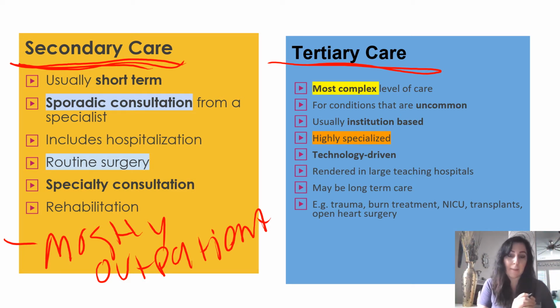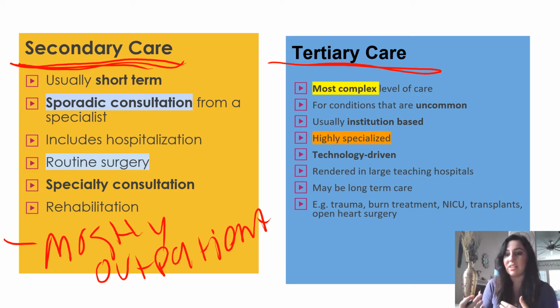Okay, so tertiary care is very rare. A lot of us may never need tertiary care in our life. It's the most complex level of care. It's for conditions that are typically uncommon or emergencies, where crazy things happened. This is almost always institution-based. Okay, it's done in a hospital, right? Highly specialized, definitely going to be handled by a specialist.